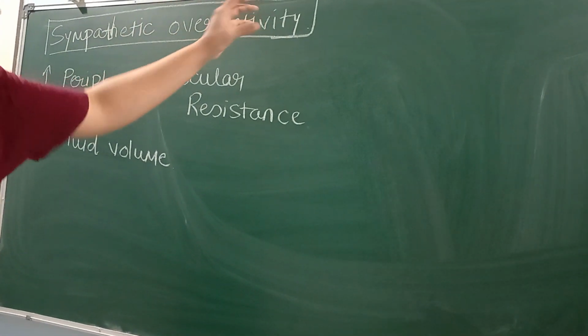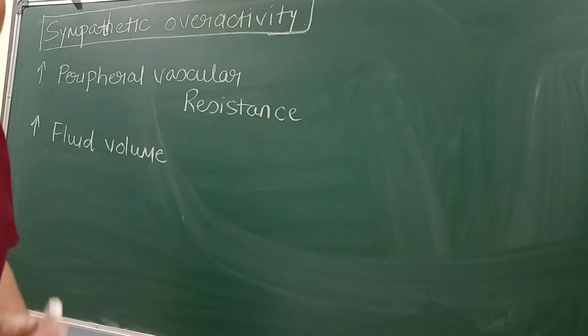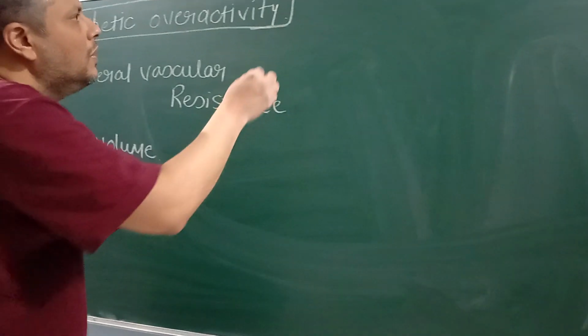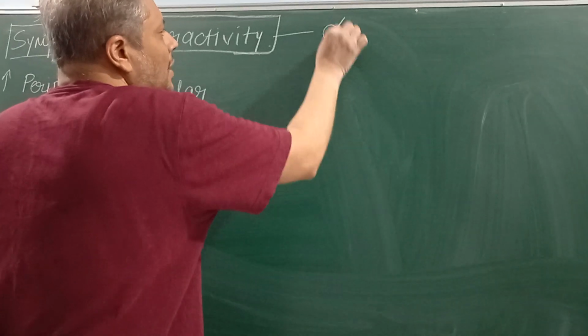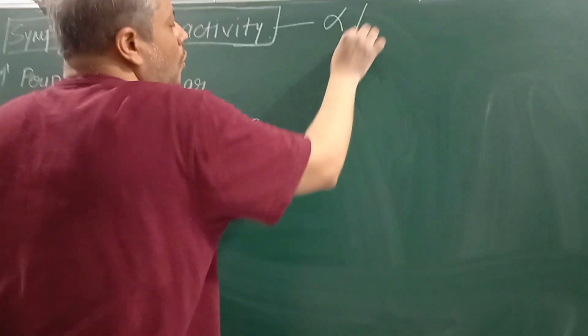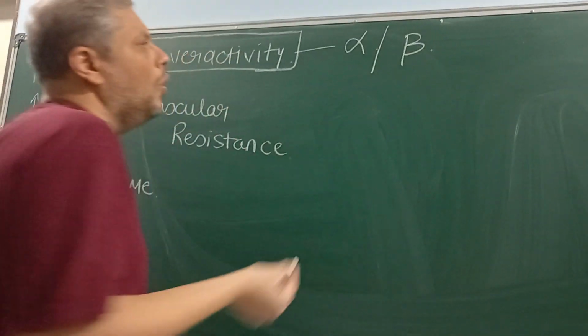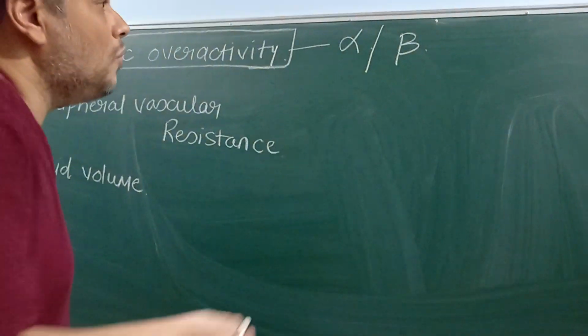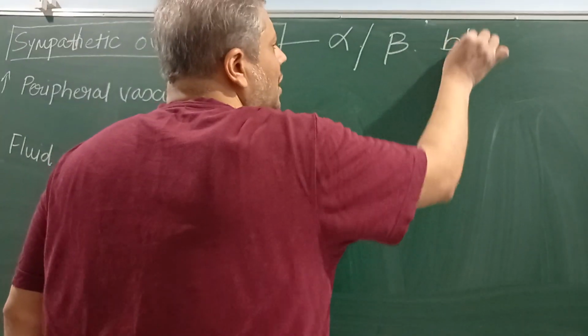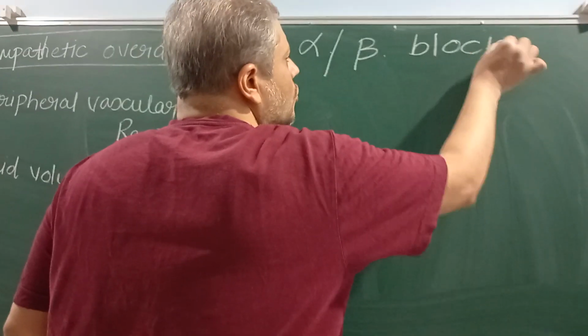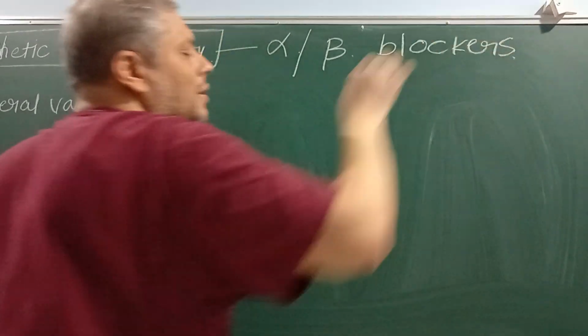Now how can we control the sympathetic overactivity? You all know that you can control this by blocking the alpha or the beta or both the receptors. So alpha blockers and beta blockers are used as antihypertensive agents.